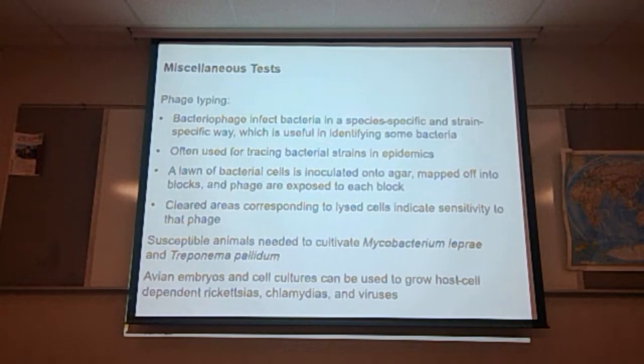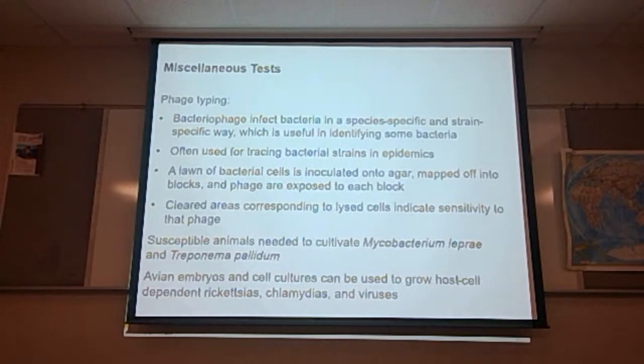They tell you which strain of E. coli. Is it E. coli O150 or O157:H7, whatever the exact number is? It is often used for tracing bacterial strains in epidemics. A lawn of bacterial cells is inoculated onto an agar plate. The plate is mapped off into blocks. The blocks are labeled, and then a particular phage type is exposed in each block.